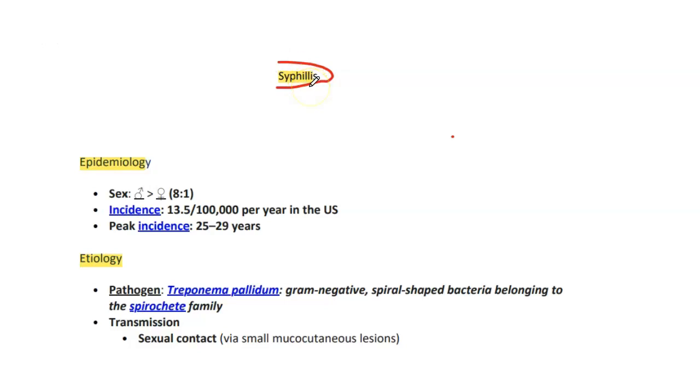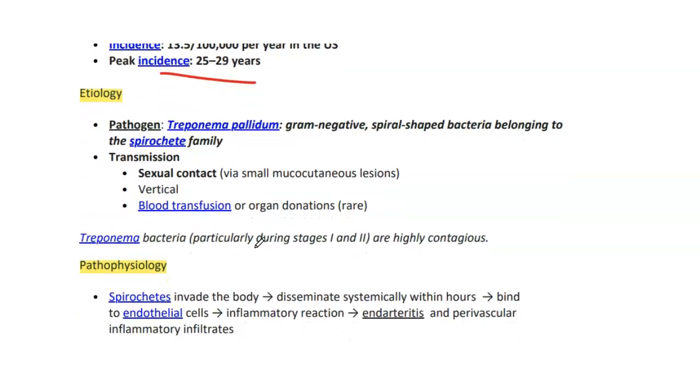The next topic of discussion is syphilis, which is a sexually transmitted disease usually caused by Treponema pallidum, and it has four stages. We have primary, then secondary, then a dormant or latent phase, and then the tertiary phase. It is usually more common in males as compared to females, 8 times more common, and its peak incidence is usually between 25 and 29 years of age.